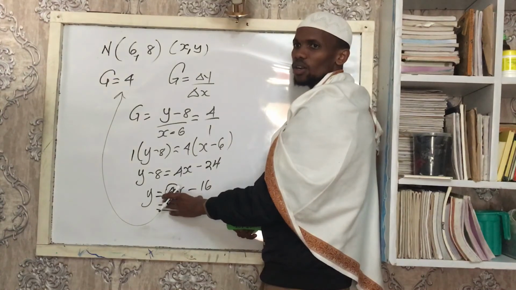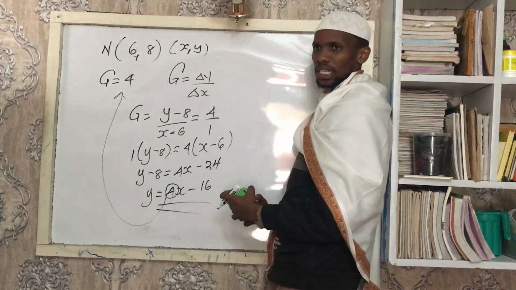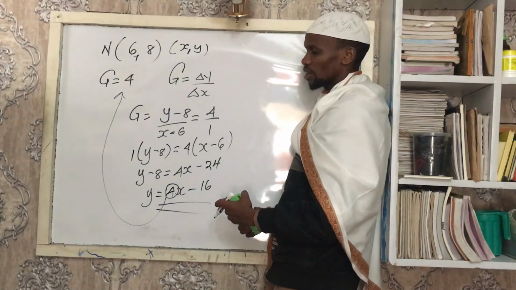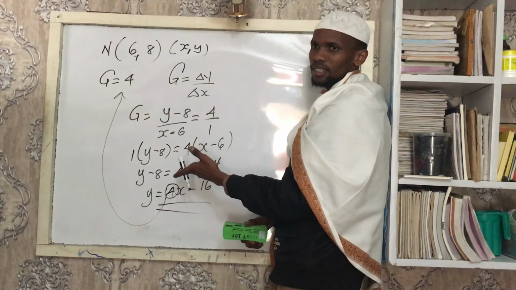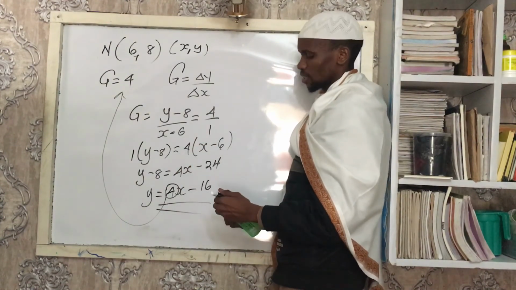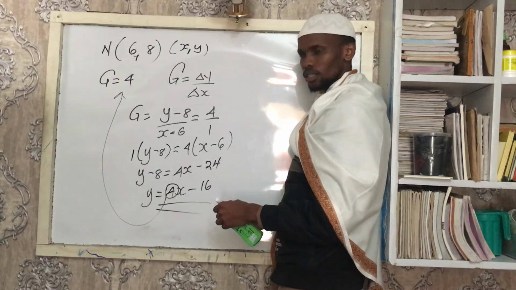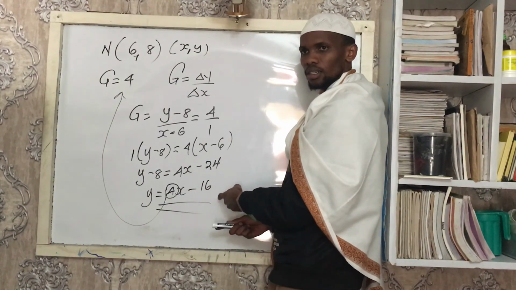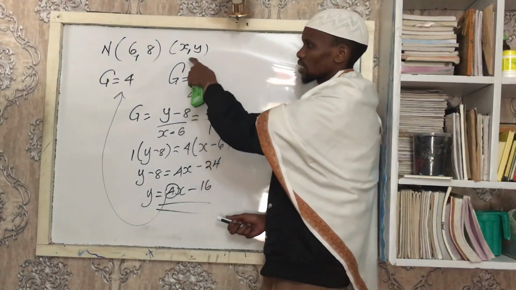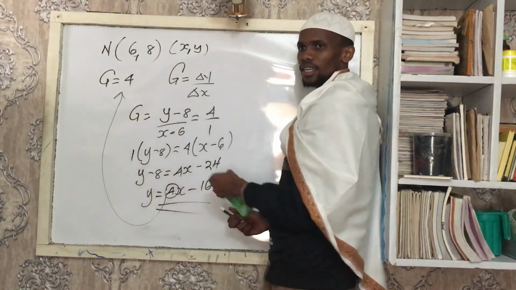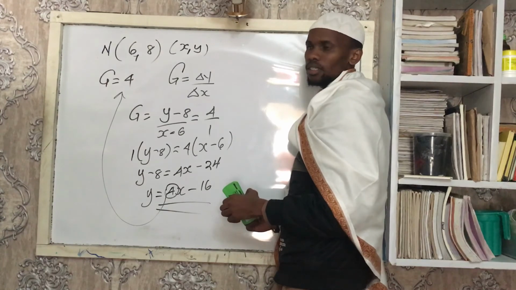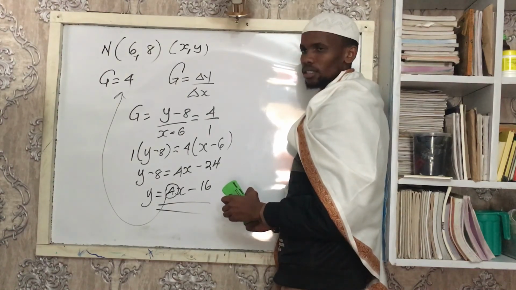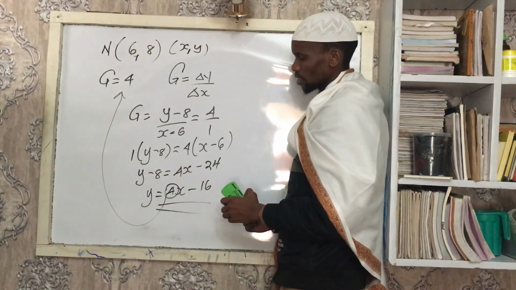Now this is the one that we are going to take to a graph. I'll show you how to get a graph together, it's very simple. The most important thing is this: 4x minus 16 is the equation that represents the straight line.